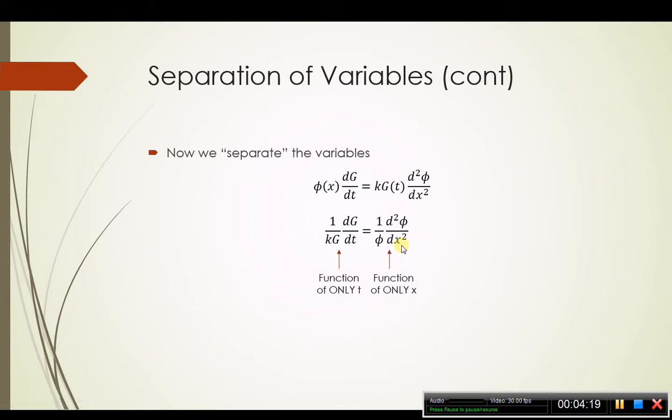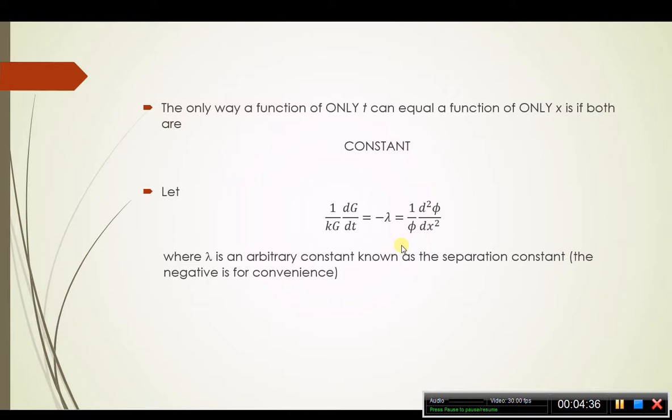Notice that the left-hand side is a function of only t, and the right-hand side is a function of only x. The only way a function of just t can equal a function of just x is if both are constant. So we're going to let the left-hand side and the right-hand side both equal a constant, and we're actually going to have it equal negative lambda. The negative is just for convenience. Lambda is known as the separation constant. So here we have a function of t equals a function of x, and the only way you can have this is if it's equal to the separation constant.